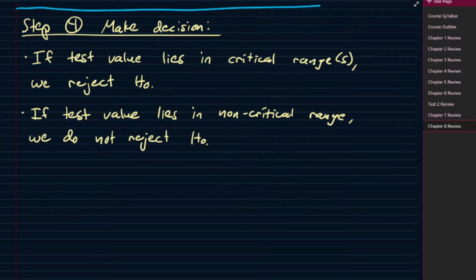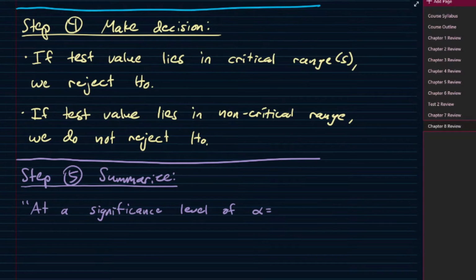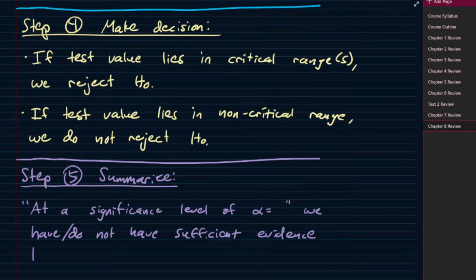And then step 5 is to summarize the results. What I'll usually say is, at a significance level of whatever alpha is, we have or do not have sufficient evidence to support the claim that blah, blah, blah, whatever is being tested.